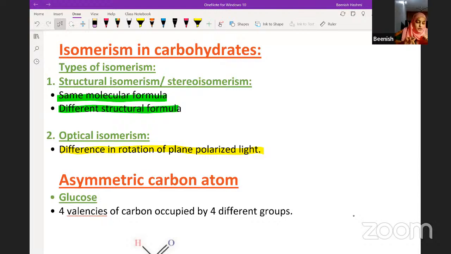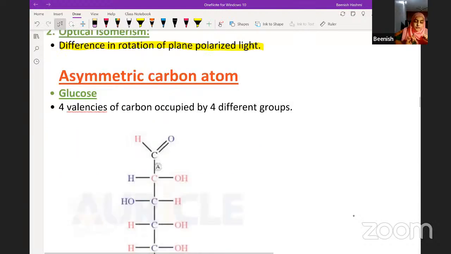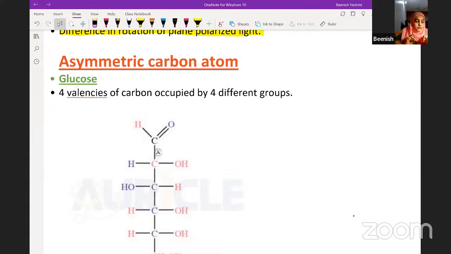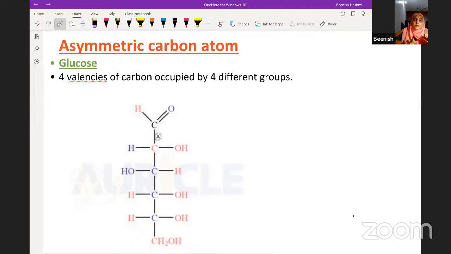Now, before we begin with the isomerism, let's talk about asymmetric carbon atom, also known as chiral carbon. Now, what is an asymmetric carbon atom? We all know that carbon has 4 valencies. So when all the 4 valencies of carbon are occupied by 4 different groups, that becomes your chiral carbon. Then we say that that carbon is either an asymmetric carbon atom or a chiral carbon.